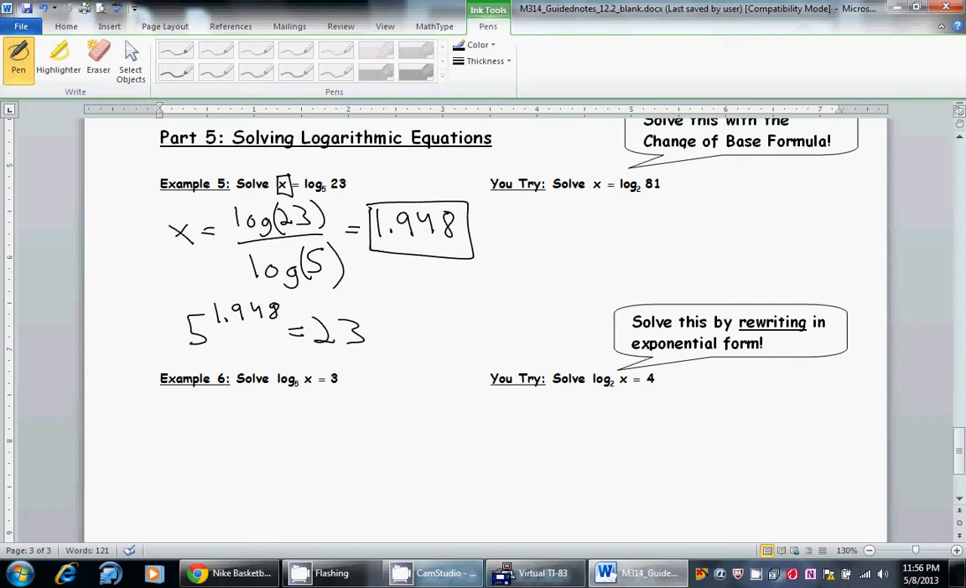On the you-try, log of 81 base 2, that's going to give me my x value. Same deal, change of base formula. So this is the log of 81 divided by the log of 2. Do that on your calculator, again using the correct parentheses. This should be 6.34.